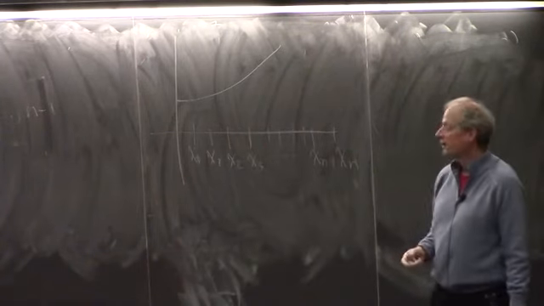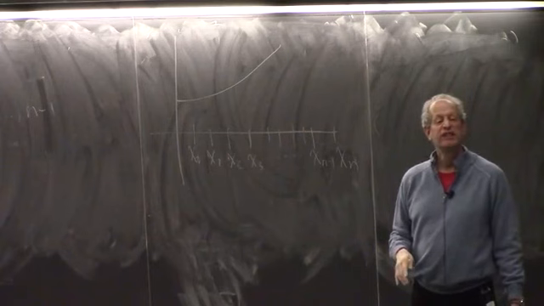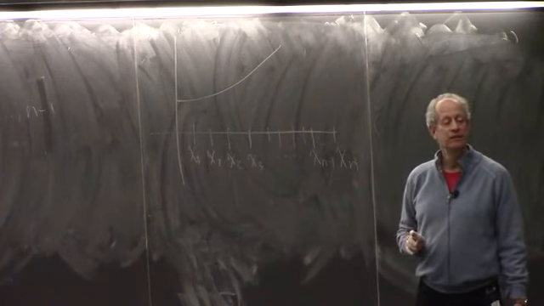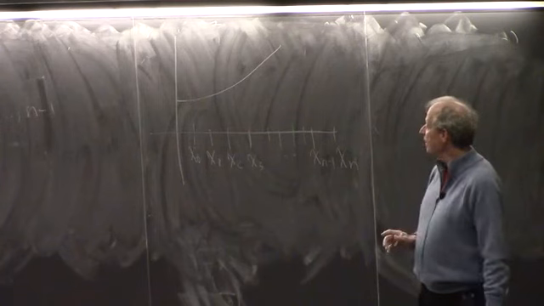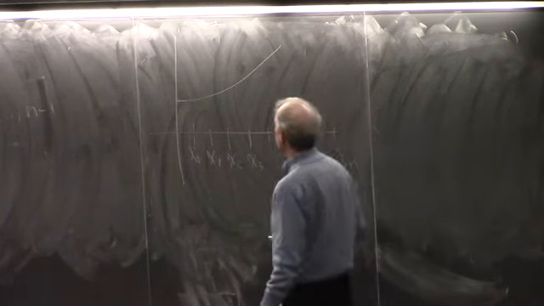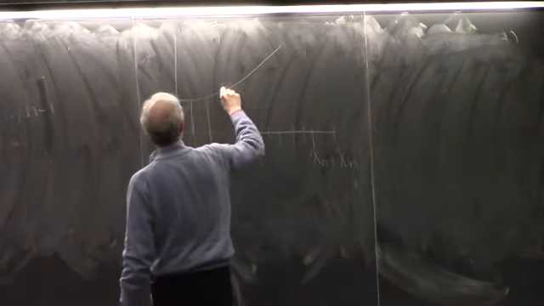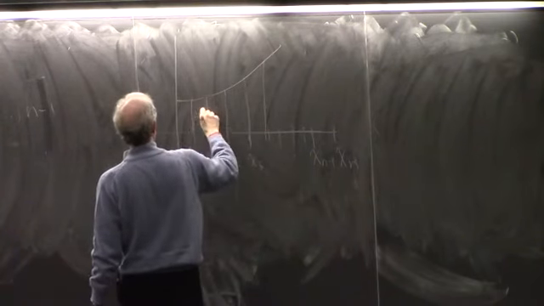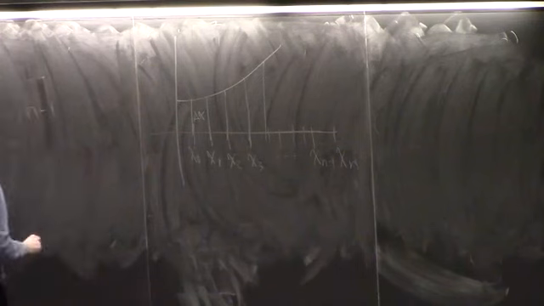Okay? No more a, b stuff. I start at x sub 0, I finish at x sub n. And I call the width of each of these rectangles delta x. Love that delta. So the width of each of these is delta x.